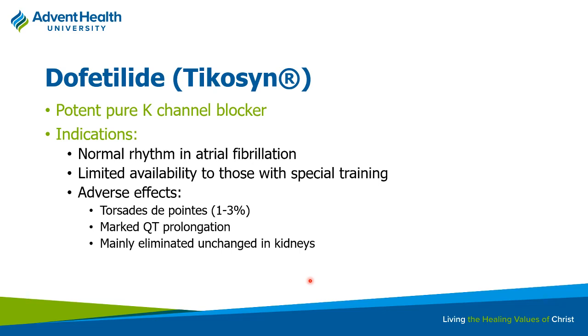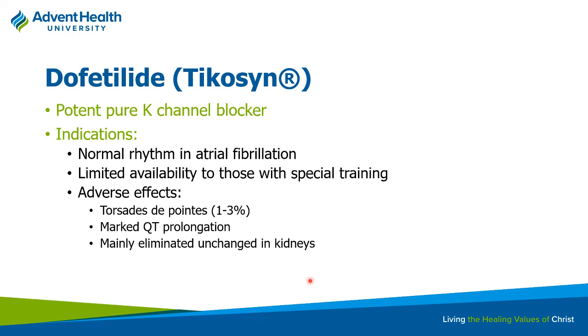A more purely acting drug here is going to be dofetilide. This is just a pure potassium channel blocker, so it doesn't have all the other ancillary stuff that amio does. Now again, this can be used to maintain normal rhythm in, say, atrial fibrillation, but it's really limited to providers with specialized training. So it's not going to be your run-of-the-mill family practice person prescribing this. It's going to be someone who works in cardiology specifically, because it is so dangerous in the wrong hands, right?